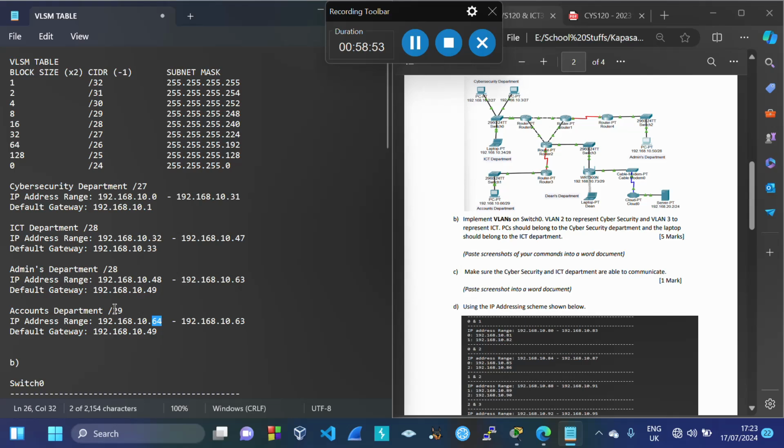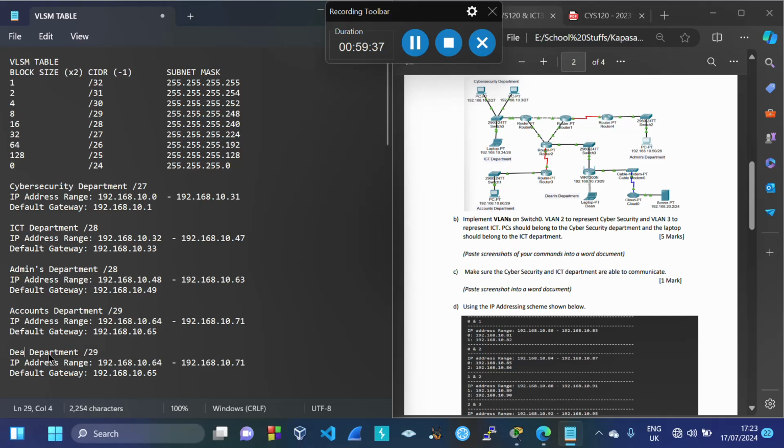What's the block size of /29? A /29 has a block size of 8. So 8 plus 64 is 72. I'll just say 71 after I subtract 1 to maintain the broadcast. Then the default gateway, after 64, we can have 65. No wonder for the accounts we are seeing that this device is .66. Now we are coming closer to this one, which is the DINS. So I'll copy this. Okay, now this is for the DINS.